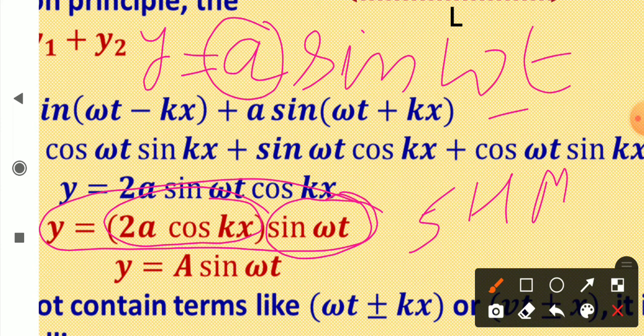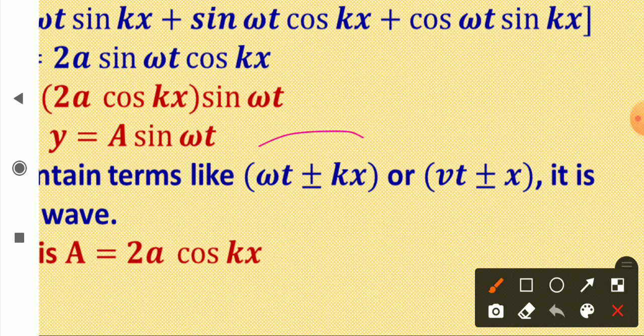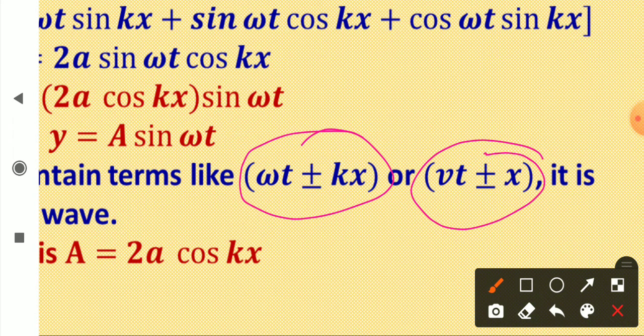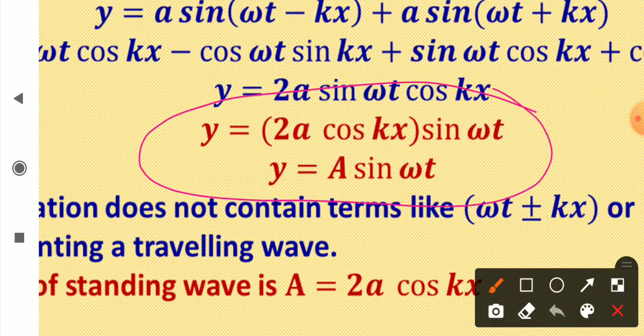That means the particles are in simple harmonic motion, they are not propagating. They are not moving anywhere. If the term omega t plus minus kx or vt plus minus kx had come here, it would have been a progressive wave, a traveling wave. But here we do not get an omega t plus minus kx term. That means this wave is not traveling in any direction. So this is the equation of a stationary wave, the one produced in an open organ pipe, and its amplitude is given by this relation. Some more discussion about this one.